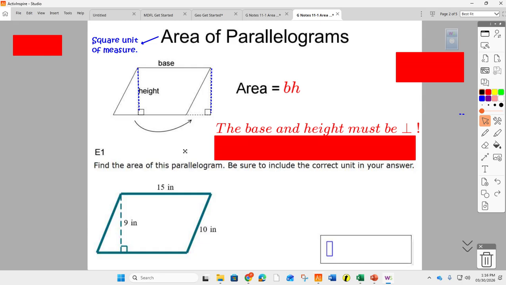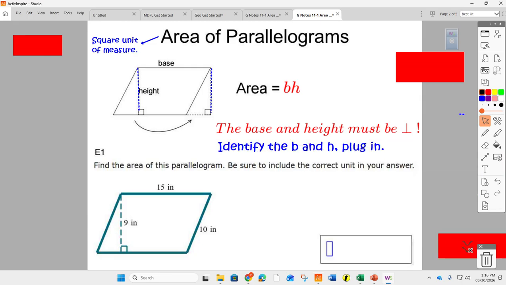We want to know the distance between the two pairs of parallel sides, that's the height. We need to designate a base. Once you designate a base, and they designate it for us usually with their diagram, and once we know what the base and height is, we plug it in and then simplify. So we identify the base and the height, and then we plug in.